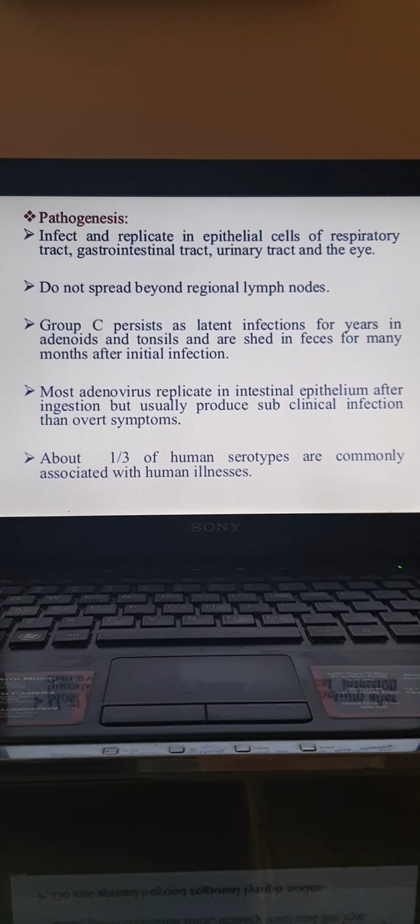So because of the persistence of the virus and the latent infection, there is an intermittent shedding of virus, especially in the feces. Most adenoviruses replicate in intestinal epithelium after ingestion and produce subclinical infection as compared to overt symptoms. About one third of the human serotypes are commonly associated with human illnesses.